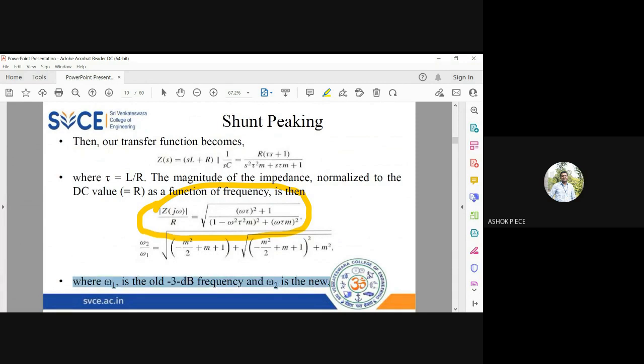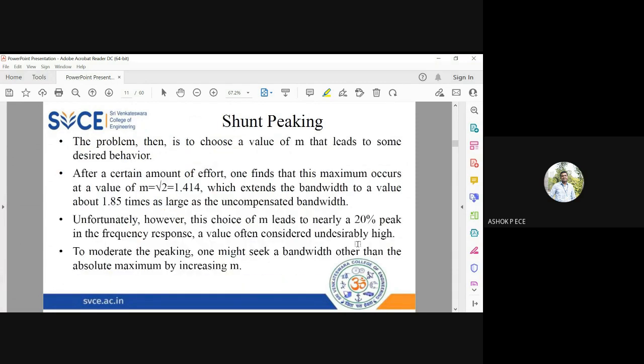Omega 1 is the old 3 dB frequency, and omega 2 is the new 3 dB frequency. 3 dB means after adding this inductor, whether this omega 2 is increasing or decreasing. Because shunt peaking is increasing the value of bandwidth. Bandwidth means I'm increasing FH. Here we are writing FH in terms of omega H, okay? And they found that after adding this inductor, the bandwidth is increasing to 1.85 times the actual bandwidth.